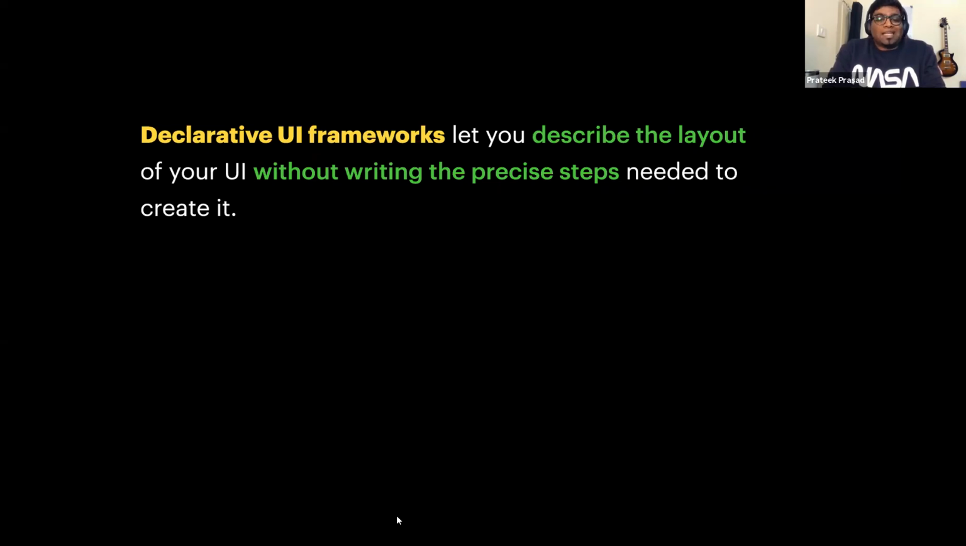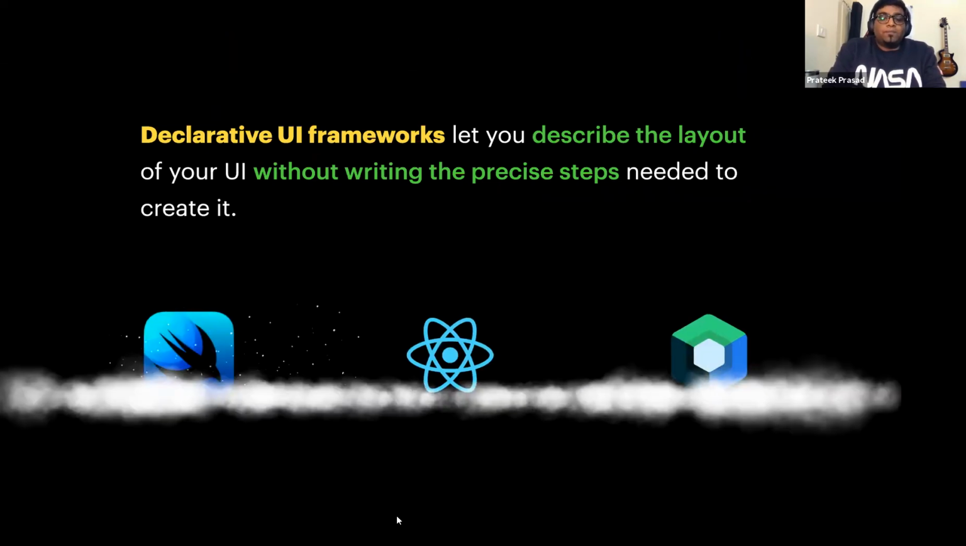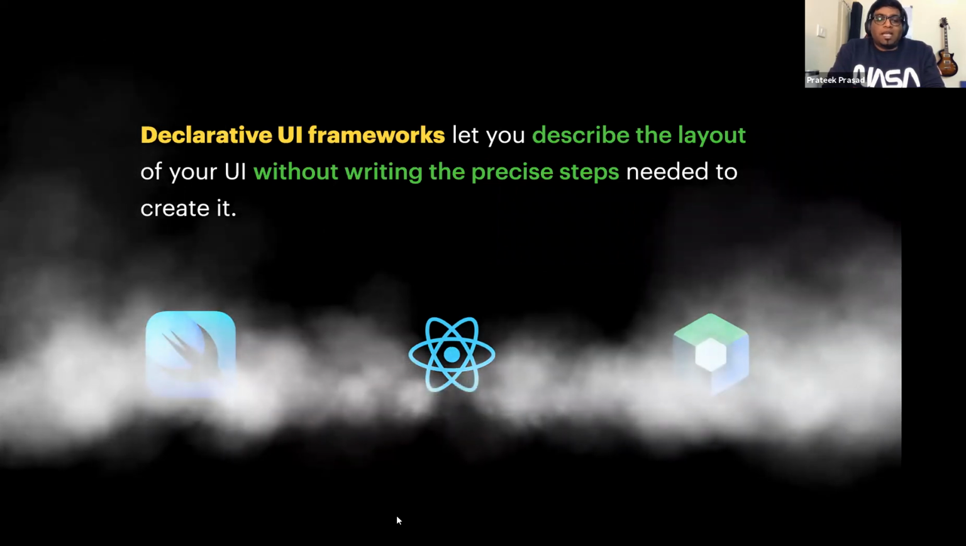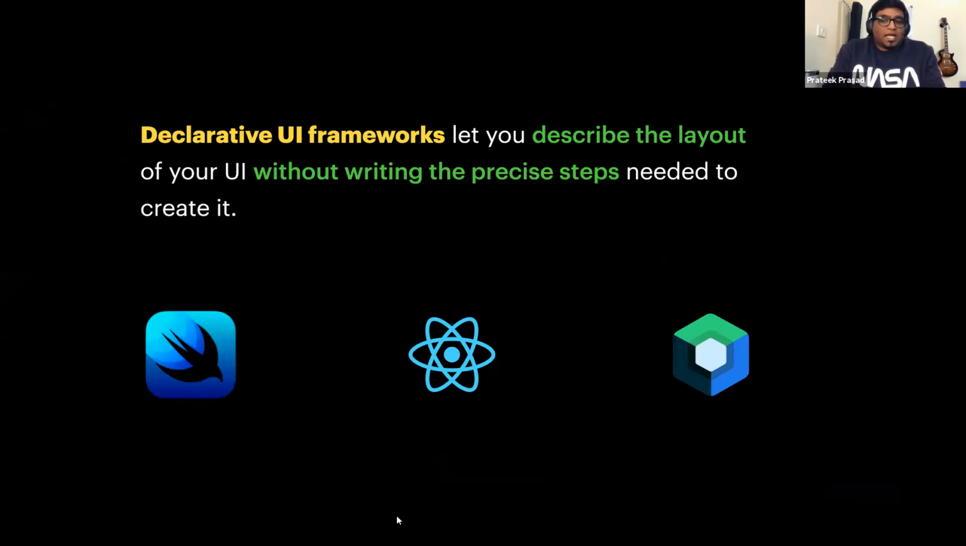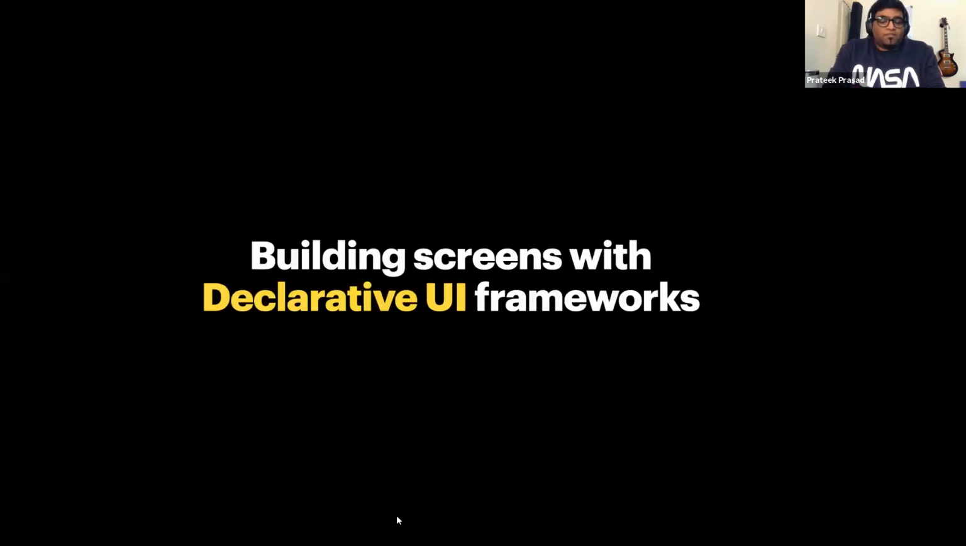3 popular native declarative UI frameworks in use today are SwiftUI, React, and Jetpack Compose. Jetpack Compose is in alpha right now, but it should hit stability next year. So let's take a look at what it's like to build UI using declarative UI frameworks.